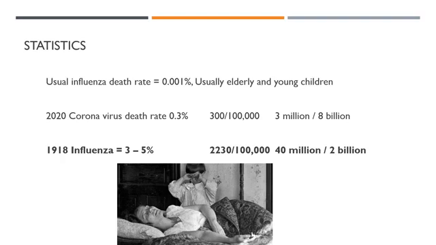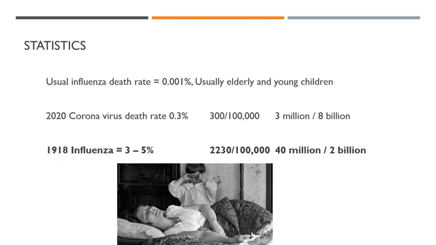The coronavirus we just experienced had a death rate of 0.3%. So that's significantly higher than the typical influenza death rate. And that comes out to about 300 per 100,000, or 3 million versus the total population of 8 billion. Okay. In the 1918 influenza, the death rate was 3 to 5%. So that's 10 times as high as the coronavirus death rate.